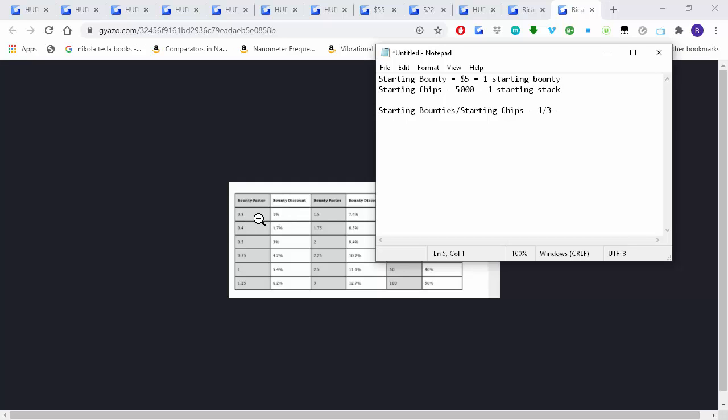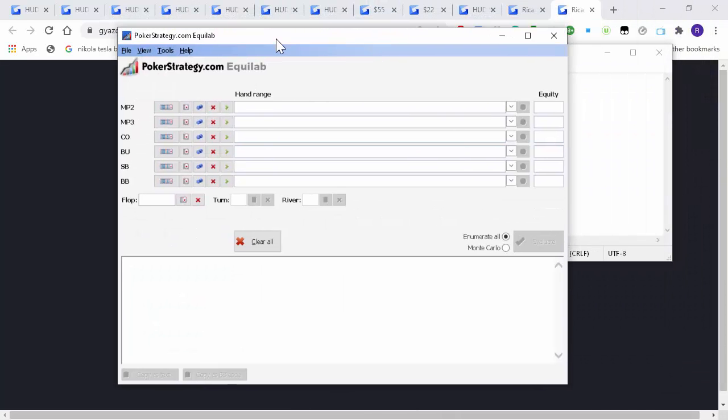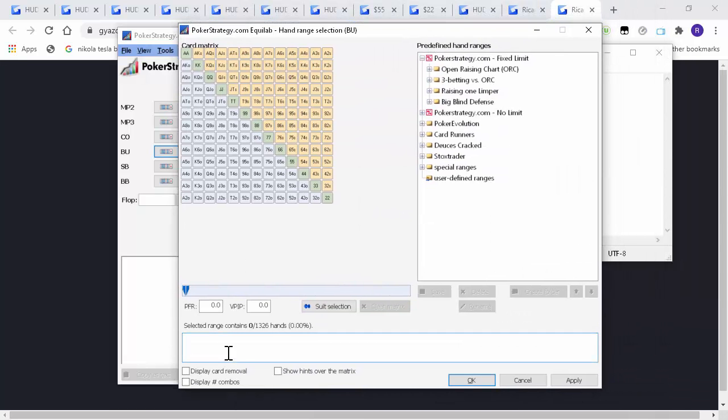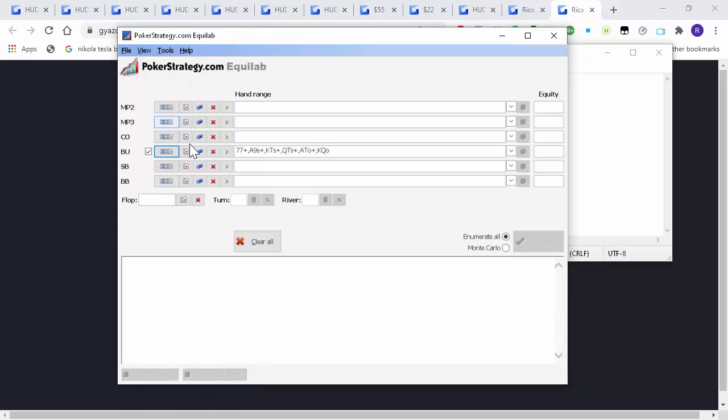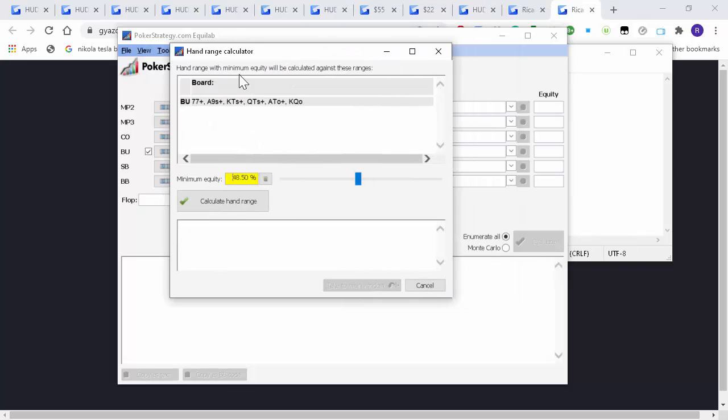And in this chart here, it's hard to read, but it's only a 1% bounty discount, which means equity discount. So if you were to look at a spot where someone was all in, and you had a pretty tight range, and with pot odds, your equity required was 44%. You get a 1% discount, so you can go down to 43% when you calculate the hand range. You can call them off with this range. It doesn't adjust your range much. If you add in just sevens.